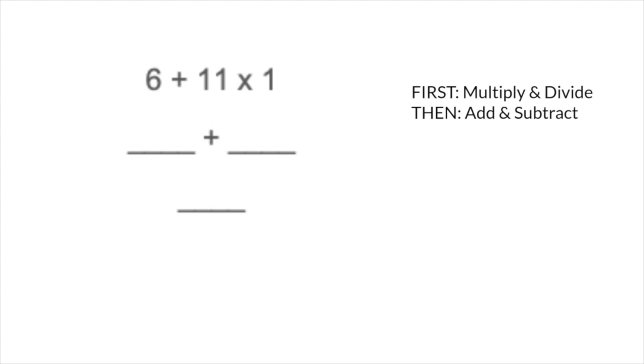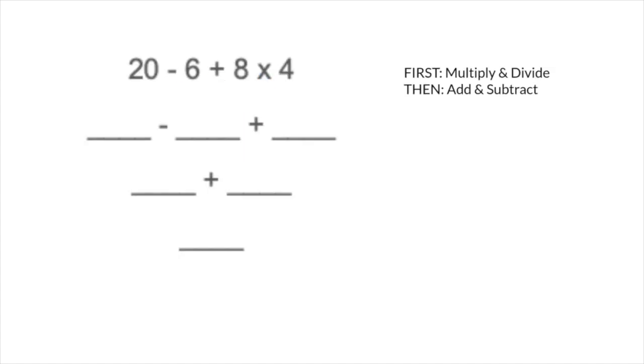Let's practice using the order of operations to solve this equation. Remember, we do multiplication and division together first, and then we do addition and subtraction together after that. So looking at this, we have addition and we have multiplication. So multiplication comes first, so we will do 11 times 1 first. We're going to bring down our 6 and our addition sign, and then we will do 11 times 1 is 11. Now, all we have to do is add 6 plus 11, which is 17, and write your answer underneath.